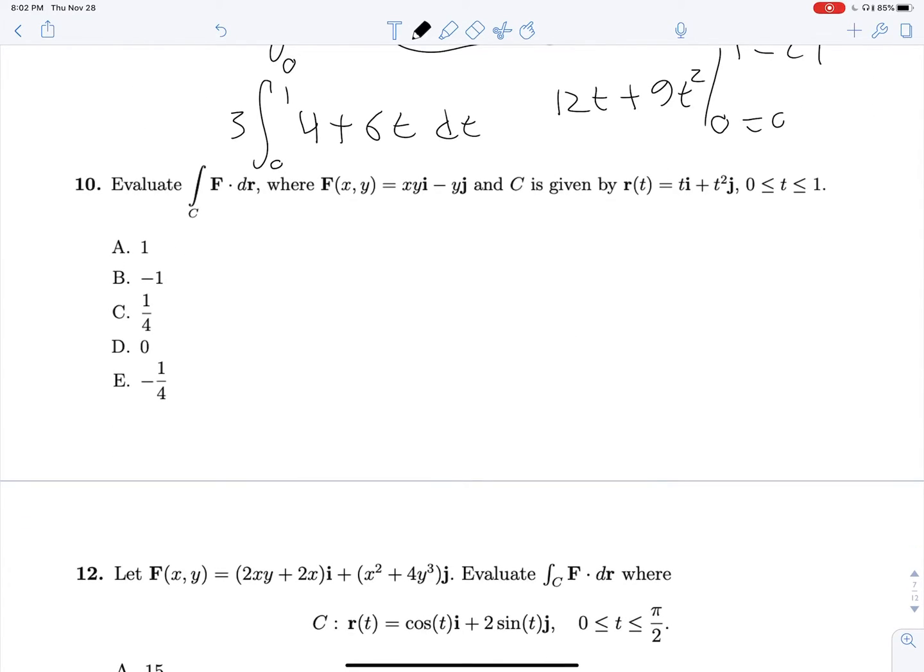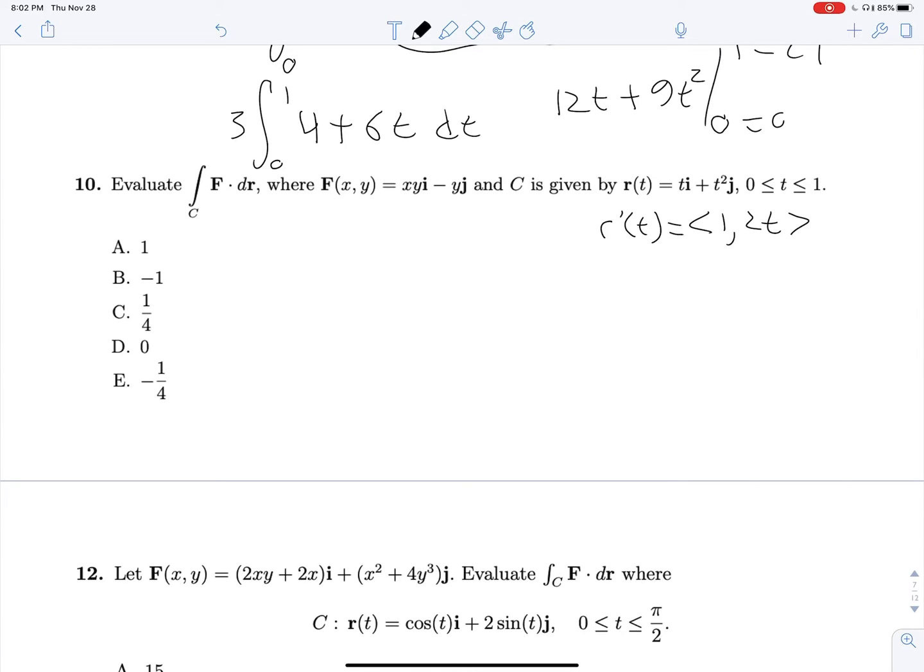Let's evaluate the integral of F dot dr, where F is xyi minus yj, and our curve C is given by this parametrization here, with t between 0 and 1. So, same thing as usual. Let's find our r prime of t, that's just going to give us 1, comma, 2t.